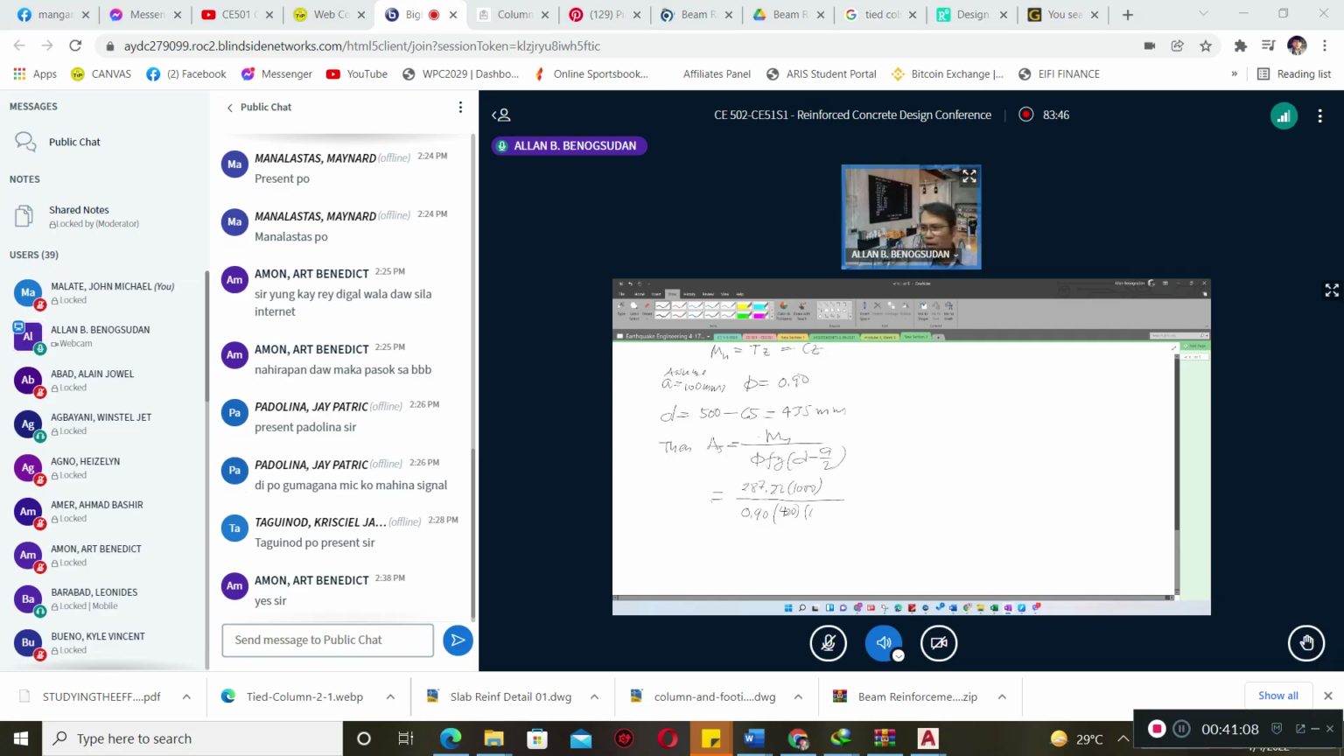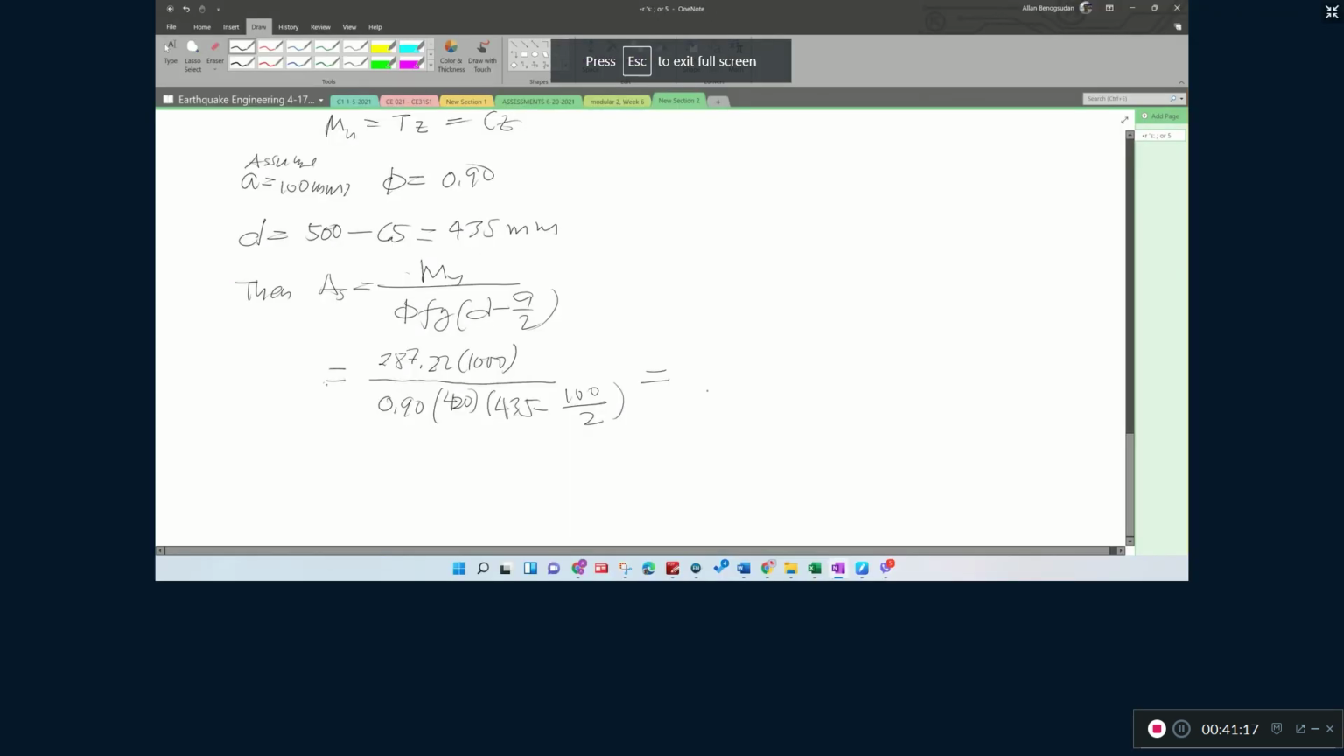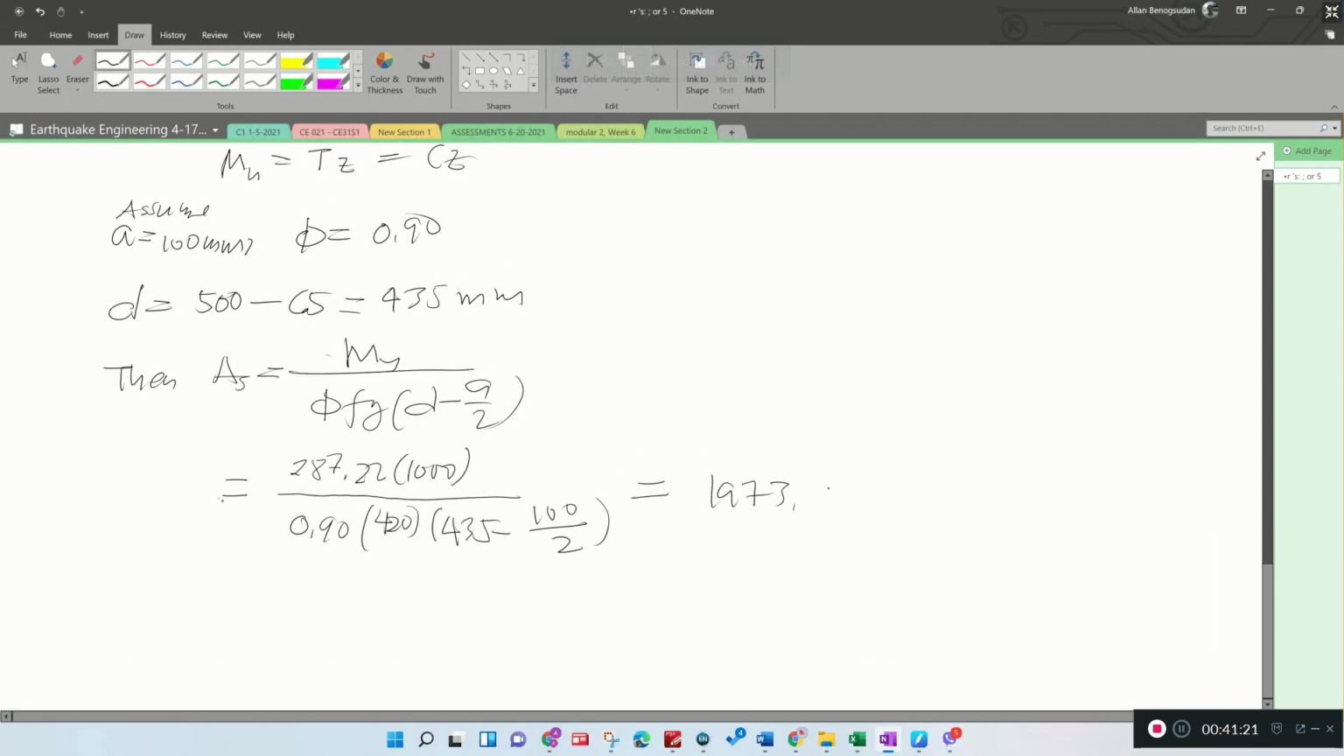Then our d is 435 minus a, the a that we assumed, divided by 2. So you have 1973.61 mm squared. Do not forget, notice that this is kilonewton meter. Maybe if you only put 1,000 here, I will call you out, because this is kilonewton meter and this is mm. You should convert this to newton, and this to mm. So it will be like that.